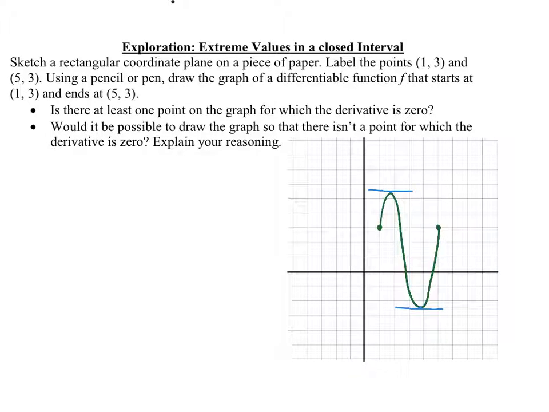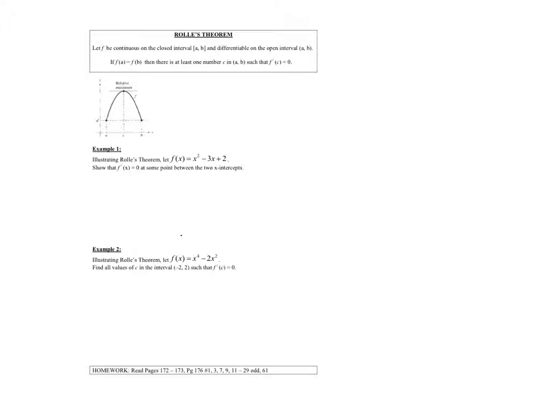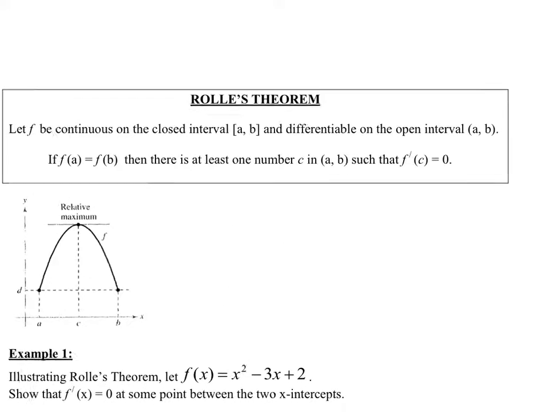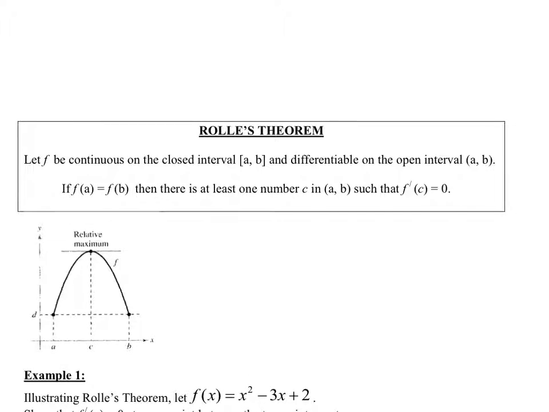All right. So this right here illustrates actually our theorem that is the main idea of this lesson, and that is Rolle's theorem. So basically, if the function is differentiable, there's always going to be a point where the derivative is 0.